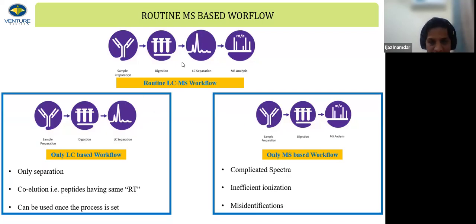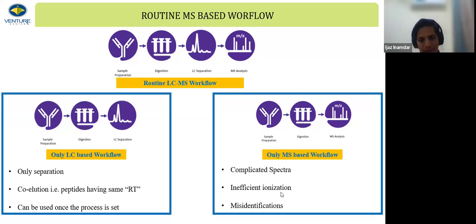But if I connect it to a mass spec, after the LC has been able to separate it out, I will inject it into the mass spec and get the signal. If I use only an MS-based workflow, I will not be able to perform this partial separation. I'll get a very complicated spectra. The source that is responsible for ionizing the molecules will not be able to do its job efficiently, because assume that the source is getting thousands of peptides together.